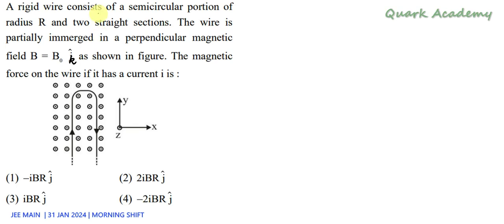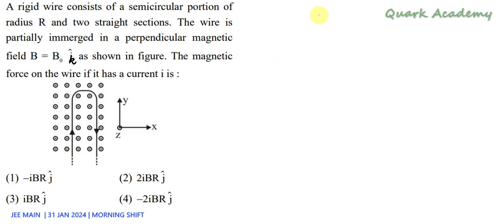There is a slight mistake in the actual question. The magnetic field is actually in the Z direction. If you look at the figure and the axis given, we can say that the magnetic field is coming out of the page, which means it is in the positive Z direction.